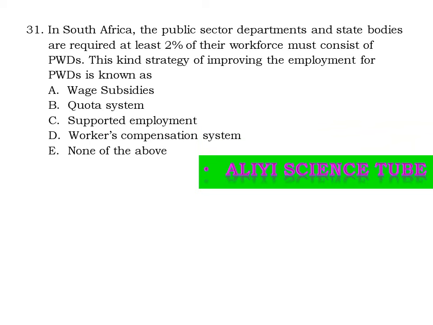Question number 31. In South Africa, public sector departments and state bodies are required to have at least two percent of their workforce consist of persons with disability. This kind of strategy for improving the employment of persons with disability is known as: A, wage subsidies. B, quota system. C, supported employment. D, workers compensation system. E, none of the above. So the answer should be B, quota system.